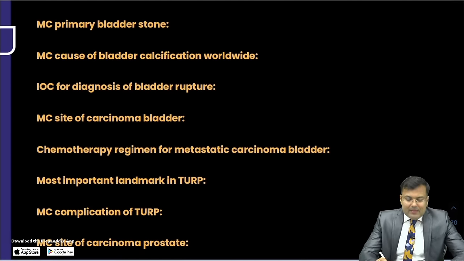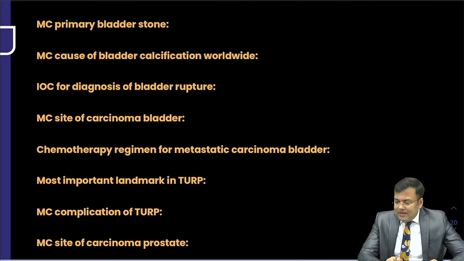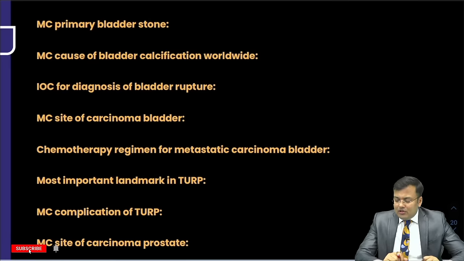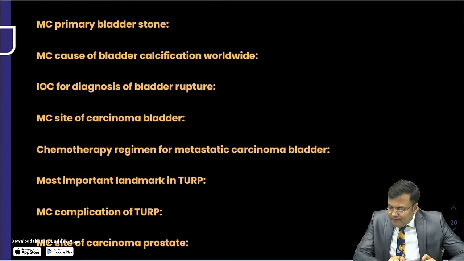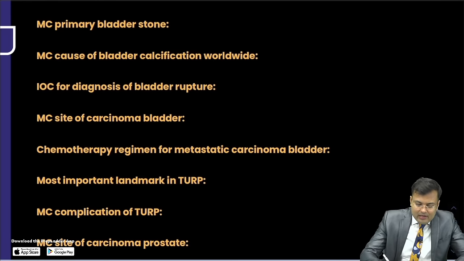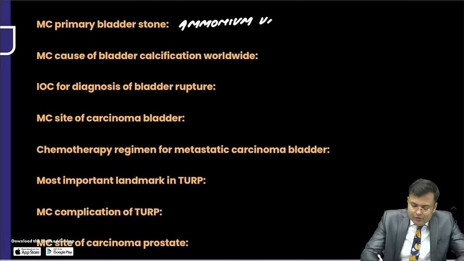Most common primary bladder stone. Tell me. Let me see who is going to reply correctly. It's a different stone. No, no, it's not calcium. Yes, very good. Ammonium urate. The most common primary bladder stone is ammonium urate. Very good, guys.